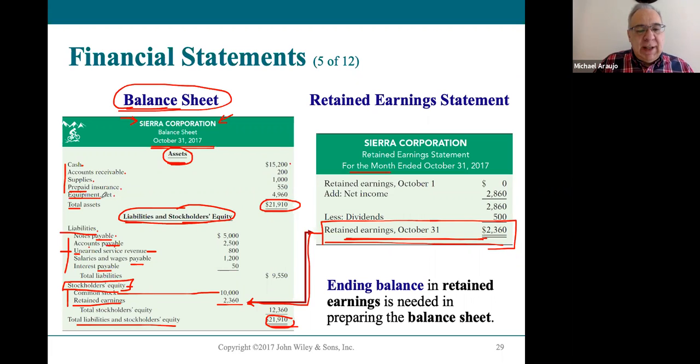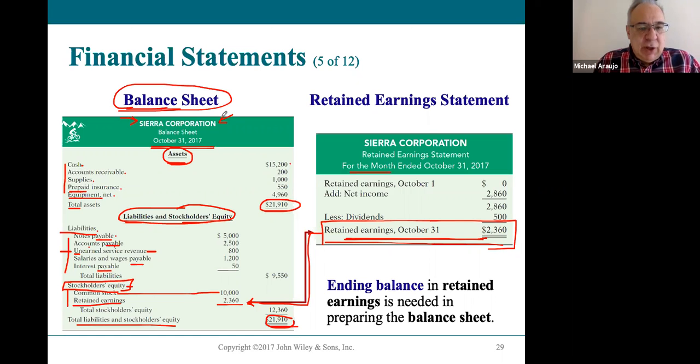And equipment is a long-term asset that's used by many, many companies. I don't know what type of equipment these folks use here, but obviously they're going to be using it for a number of years. And so it's listed last.